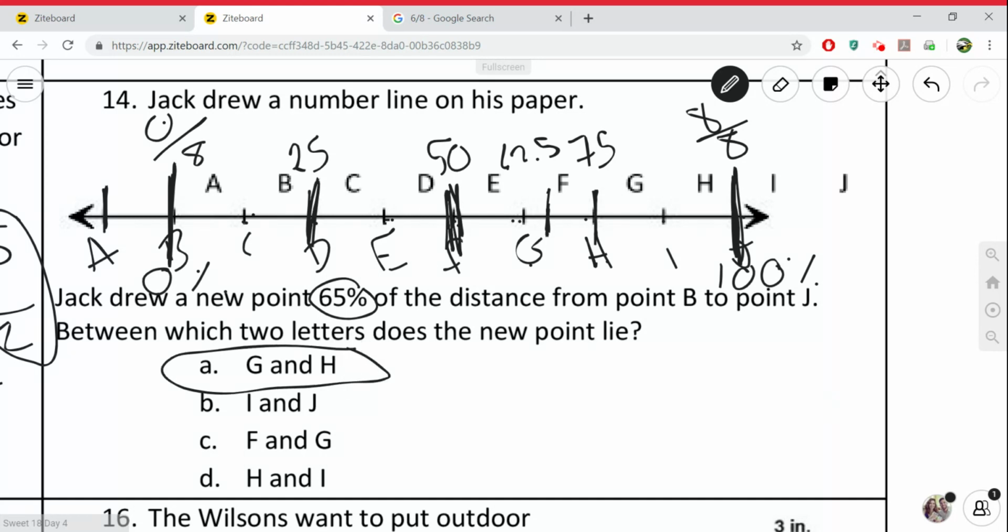Remember, the reason I multiplied times 5 is because I know that that's 50, I know that this was 75, so I'm going in the middle. So G would be 1, 2, 3, 4, 5 gaps, and that's 5 out of 8. And so 5 out of 8 is equal to 62.5%.